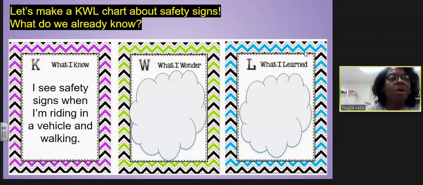For example, what I know, like we said, you see safety signs when you're riding in your car. You also see safety signs when you are walking. So these two ways of seeing safety signs, when you're riding in a vehicle and when you're walking, you get to see some signs and they are familiar to you, and they're going to be more familiar as we go through this lesson.